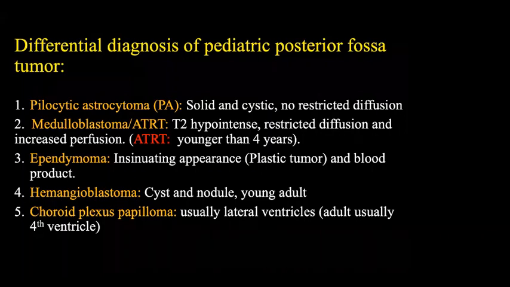Hemangioblastoma, it's still cyst and nodule, but it's usually not really a pediatric lesion. It's more in young adults, like more around 30 in age. You have choroid plexus papilloma. It can happen within the fourth ventricle. However, the most common location in pediatrics is within the atrium of the lateral ventricles. If it happens in adults, then the fourth ventricle is the most common location.